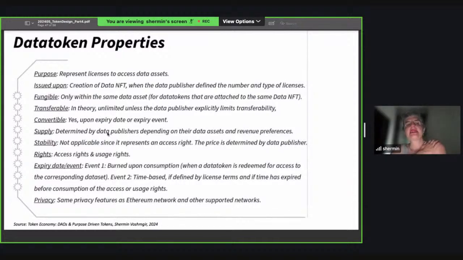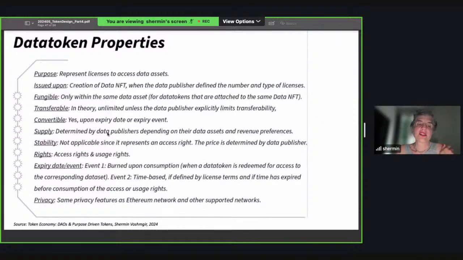So supply, in this case, it's not a currency, but obviously you have the supply, or the amount, let's say, of data tokens issued. This is determined by the data publisher, depending on the data asset and the revenue preferences. It's very, very subjective. So the data issuer will define the supply. Stability is not applicable because it's not a currency. The data tokens represent an access right, so the price can be determined by the data publisher. And your pricing policy will depend on your personal revenue preferences or distribution preferences. Do you want many people to use it or not? The price could be zero, it could be for free.